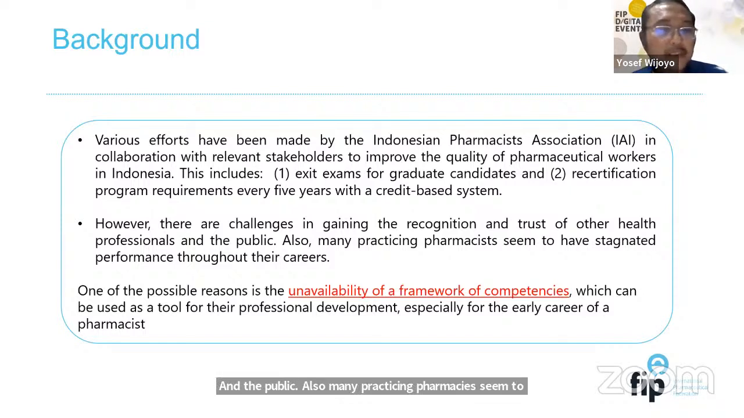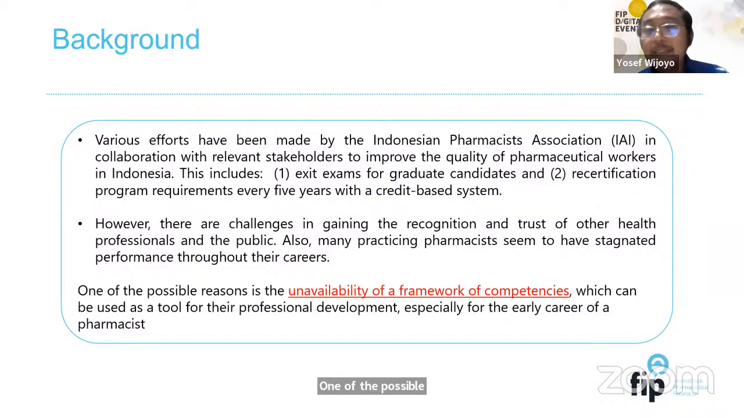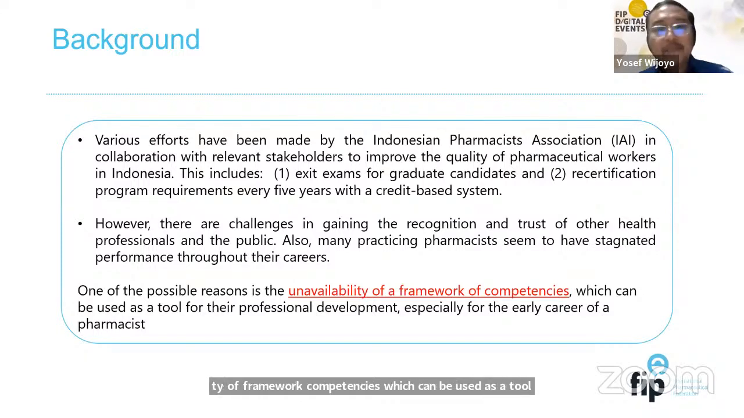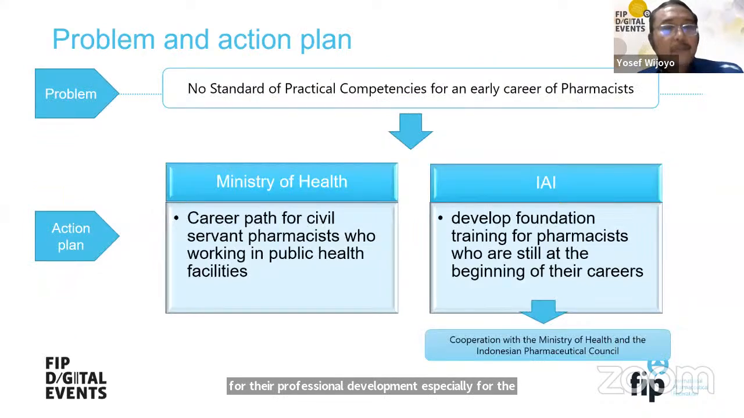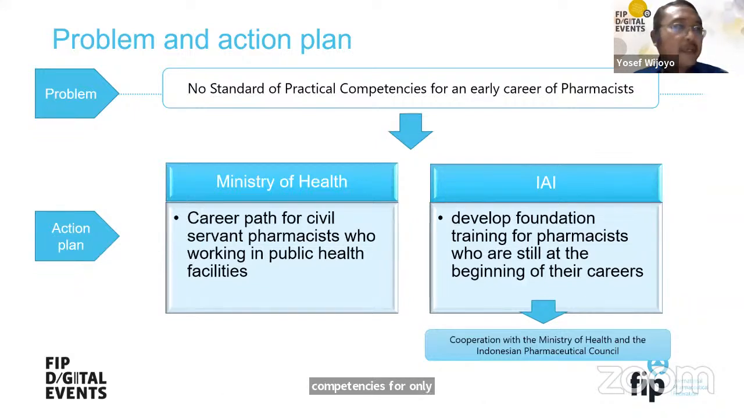One of the possible reasons is the unavailability of a competency framework, which can be used as a tool for their professional development, especially for the early career of the pharmacists. So, the problem in Indonesia is no standard of practical competencies for an early career of pharmacists.